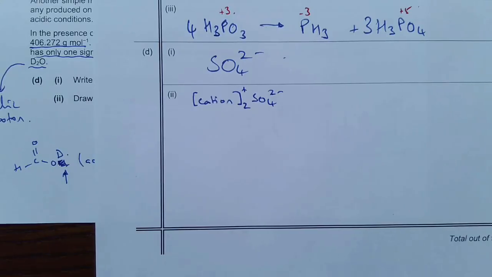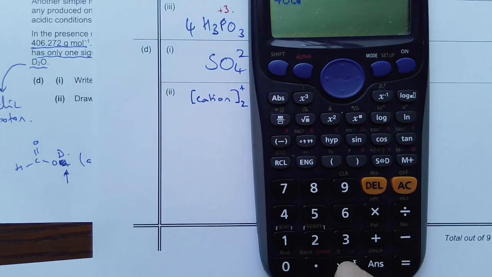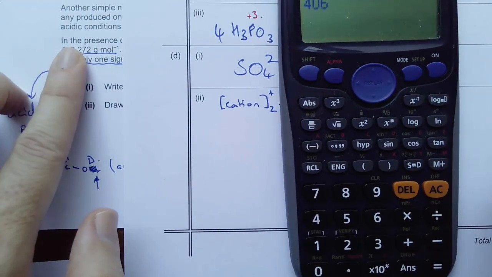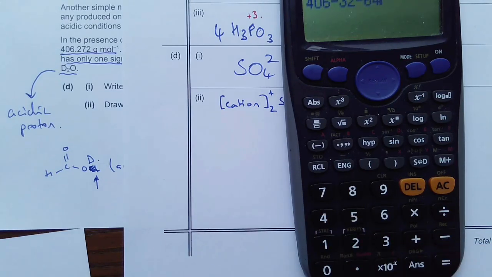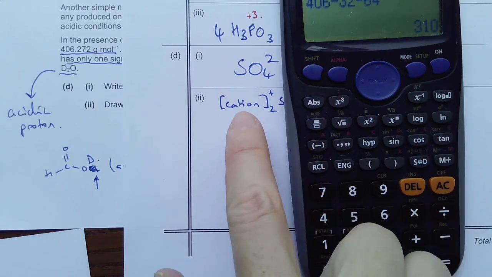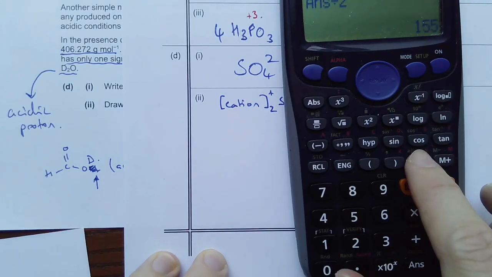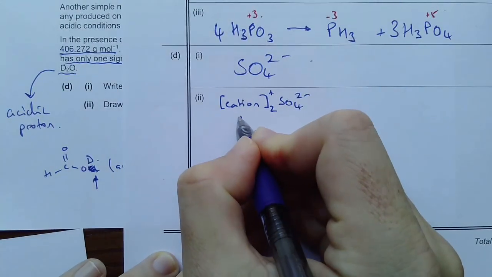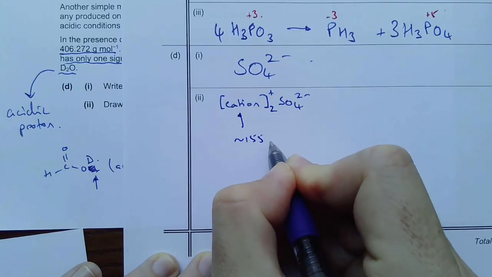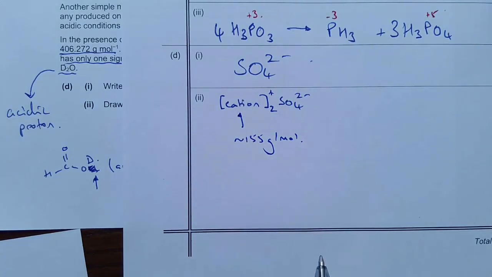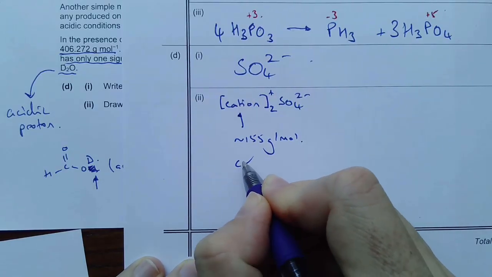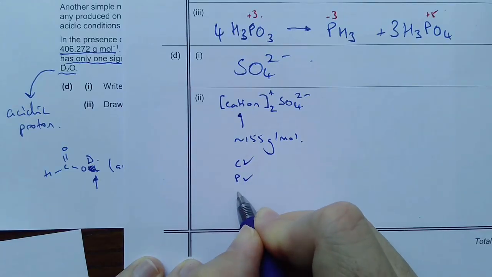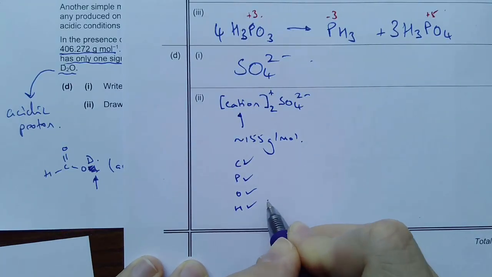So now I can do a little bit of maths. I can take 406, which is the mass of my salt overall, and take away 32 for sulfur, take away 64 for my 4 oxygens, which gives me 310 left over. But I've got 2 of those cations, so I divide by 2. So the mass of my cation is going to be about 155 grams per mole. And it's going to have carbon, phosphorus, oxygen, and hydrogen in it.